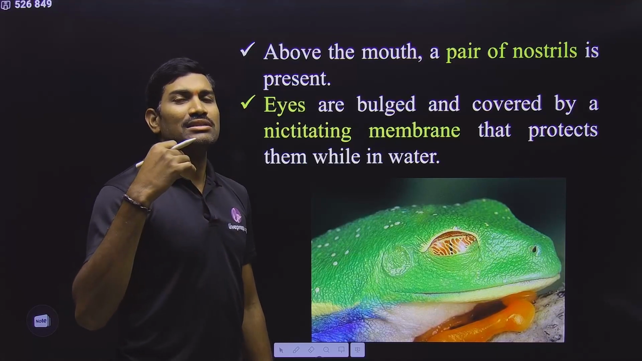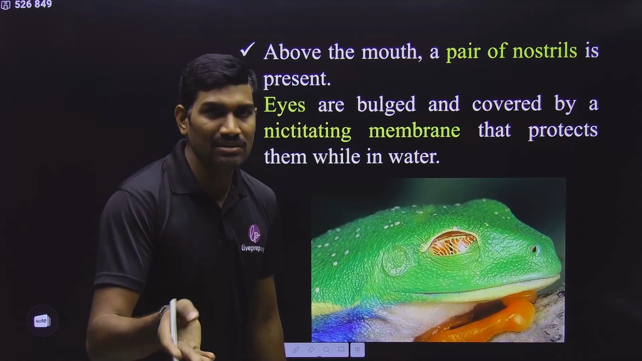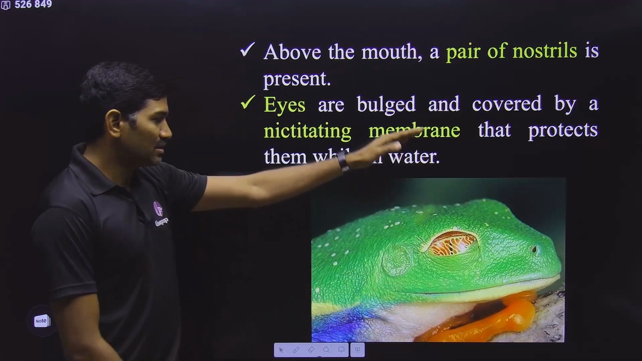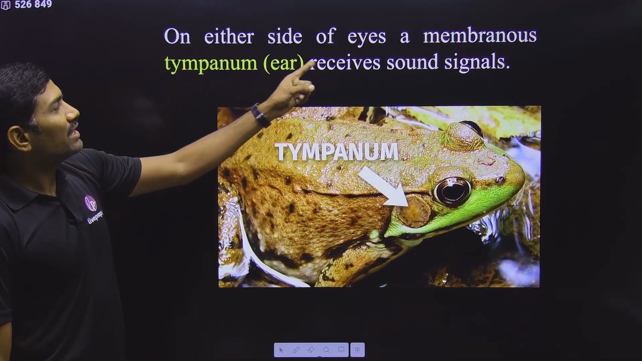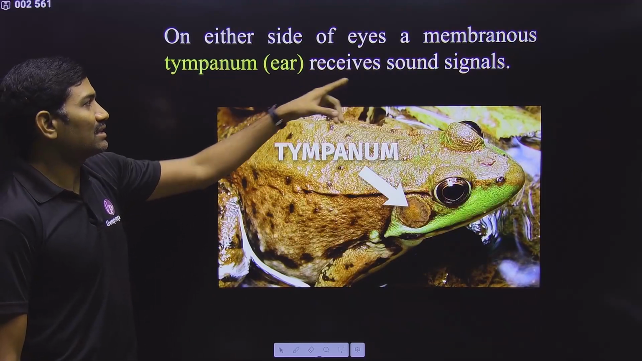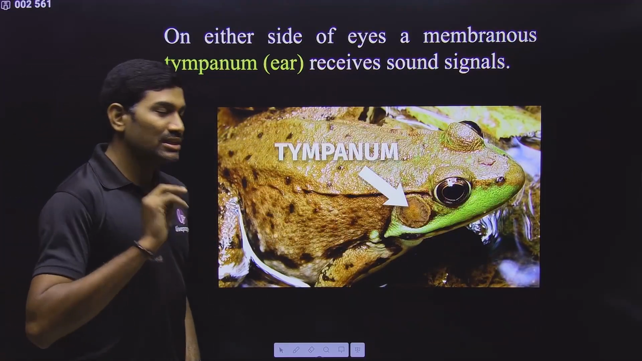But anyhow, this will come under the vestigial organ, but technically we don't have the nictitating membrane. So please remember this. Clear? Next one. On either side of the eyes, a membranous tympanum that actually represents the ear that is receiving the sound signals. Observe carefully.